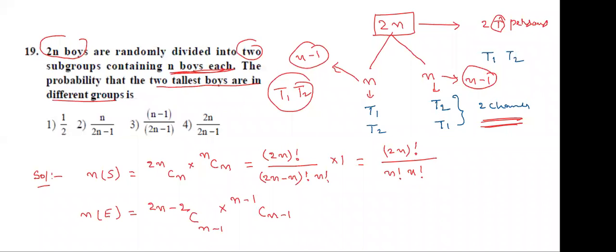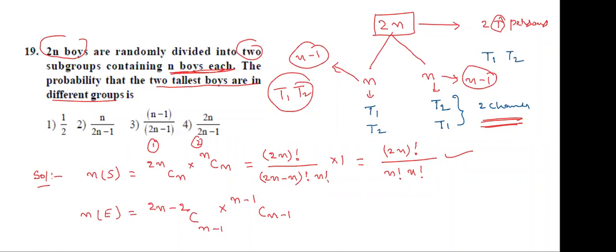That is the problem. Out of 2n persons, n persons can be selected for the first group, and the rest form the second group. Total chances is n(S). Now n(E): whatever is there, the two tallest persons out of 2n persons, remove them. Remaining 2n minus 2 persons are there.